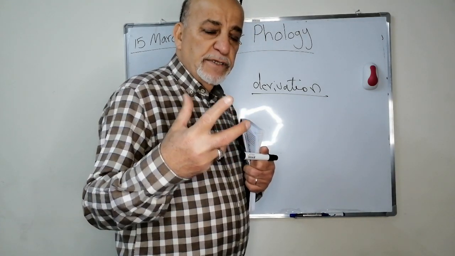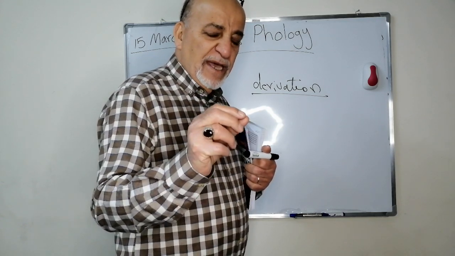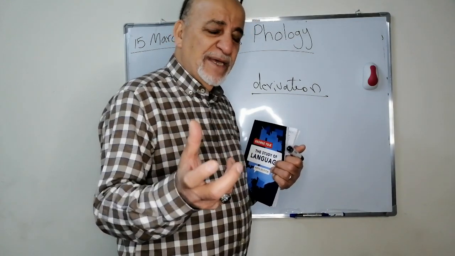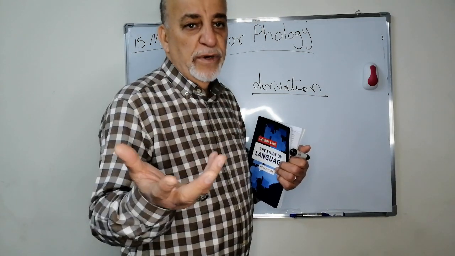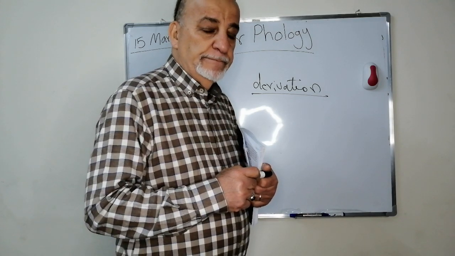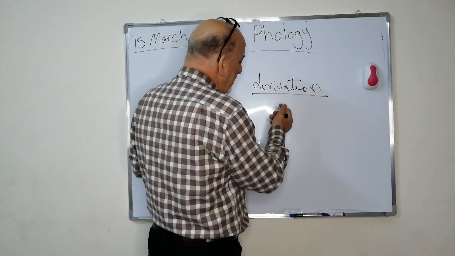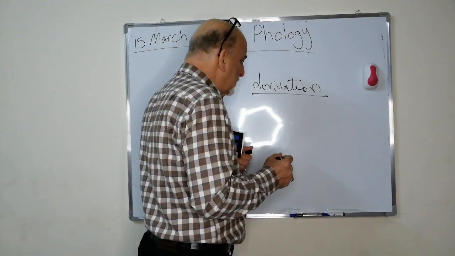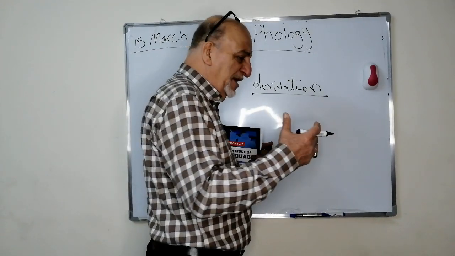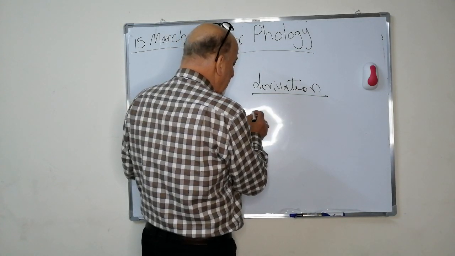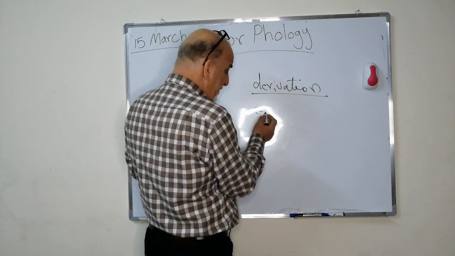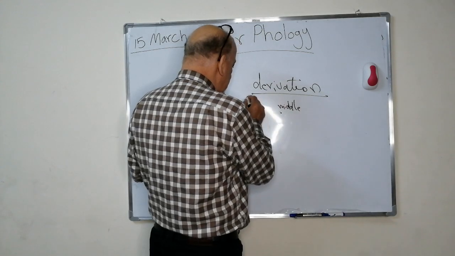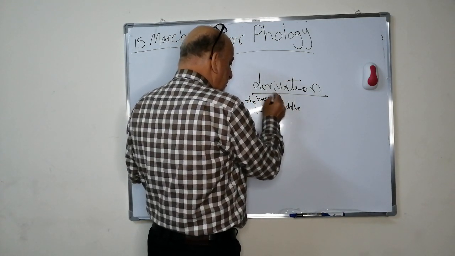We said that in derivation, we create words by adding word-like elements, bits. They are not words, but they are word-like elements. They are like words, but they are not words by themselves. These elements can be placed either after, with this hyphen meaning that something comes after, or in the middle of the word, or at the beginning, and here at the end of the word.